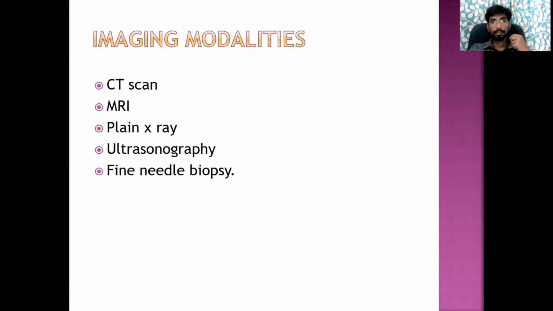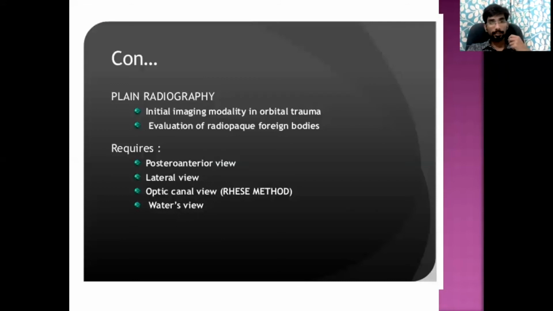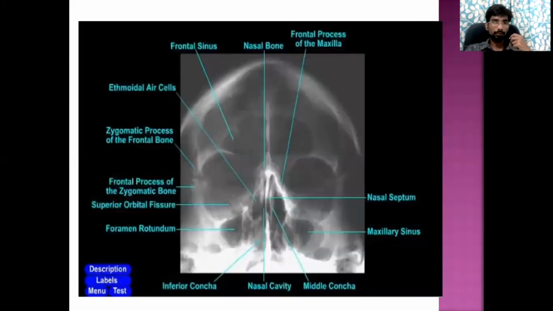So we see the imaging modalities in case of orbit. Plain X-ray is the initial imaging modality in orbital trauma. Evaluation of radio-opaque foreign bodies can be done by plain X-ray. It requires PA view or water's view. So this is a plain X-ray.